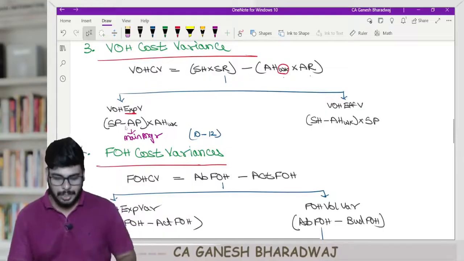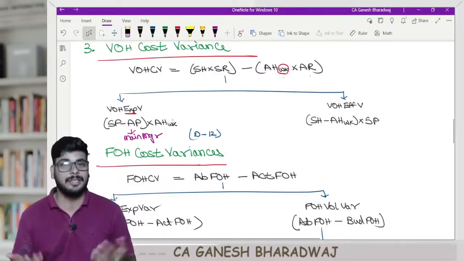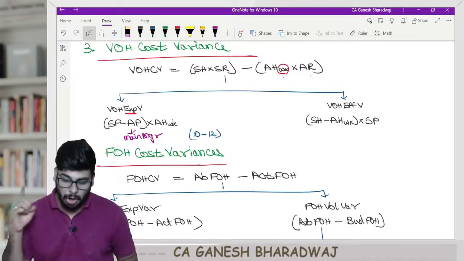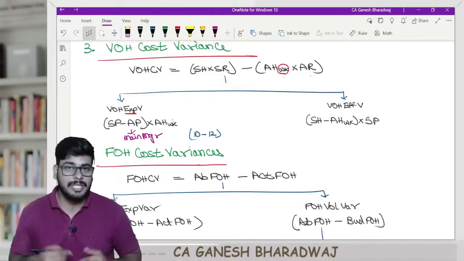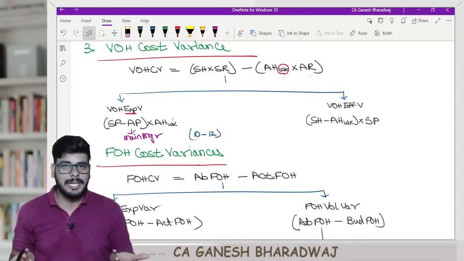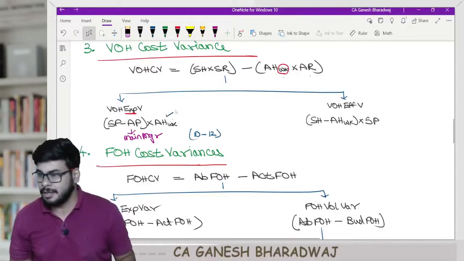Standard price minus actual price, into what? Actual hours worked. Why do we take actual hours here? Again, the same reason. The maintenance manager is dependent on the hours. He is dependent on the production manager for the hour decision. He does not get any authority over deciding how many hours need to be spent here. Are you clear with this, guys?